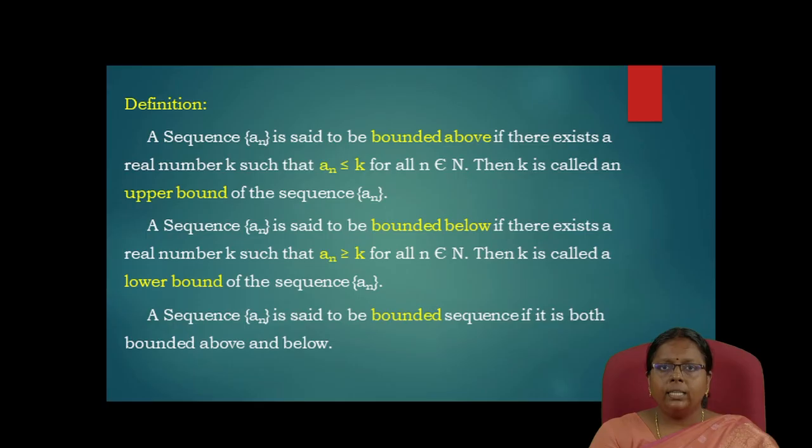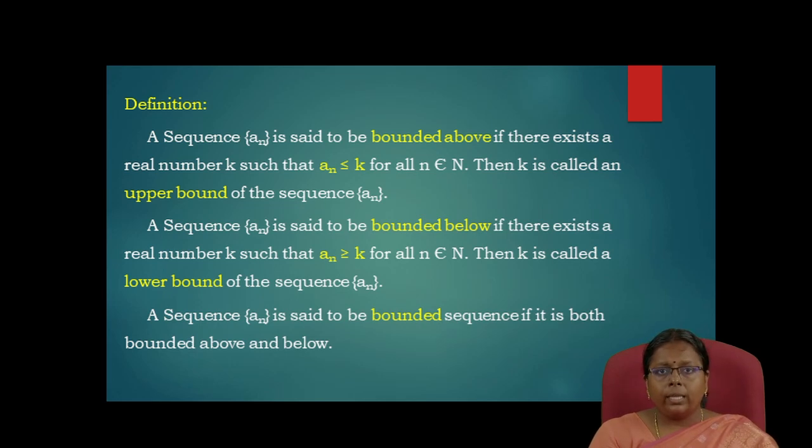Now we will see the definition of bounded sequences. A sequence a_n is said to be bounded above if there exists a real number k such that a_n is less than or equal to k for all n. This k is called an upper bound of the sequence.